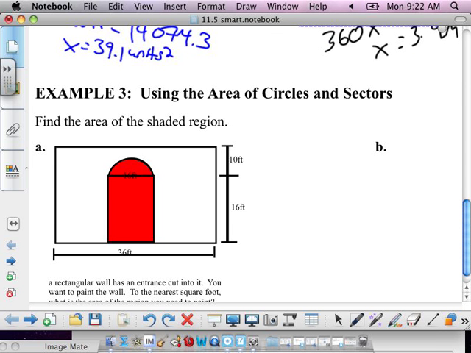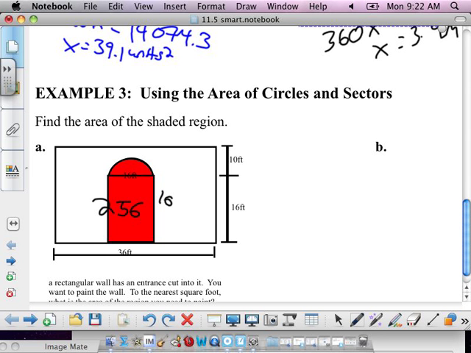Anybody know what that would be? How would I find the area of this rectangle? So this is 16, and what's the height? So it's actually a square, even though it's not drawn to scale. So 16 times 16 gives us the area is 256. And then we want to find the area of that half circle.